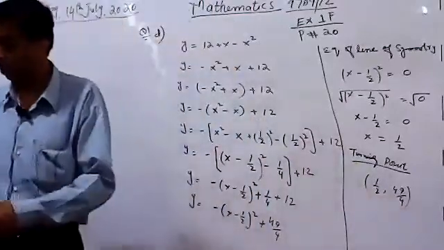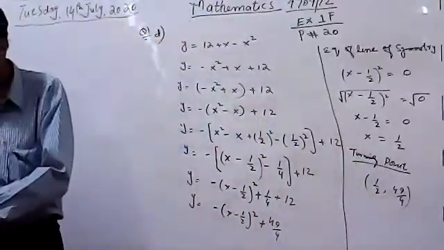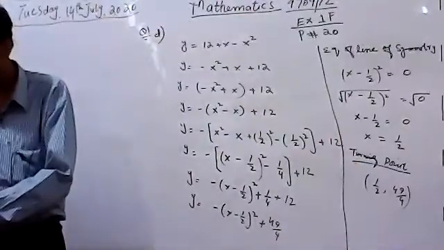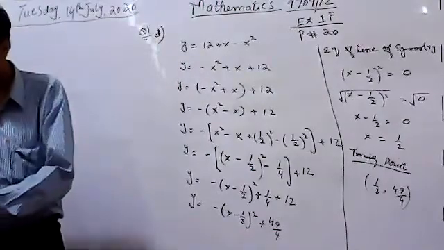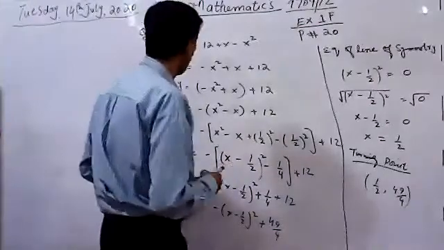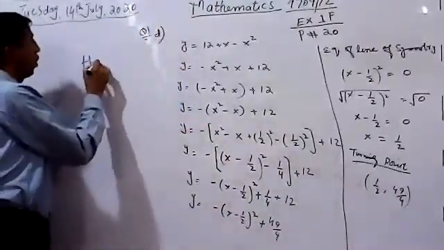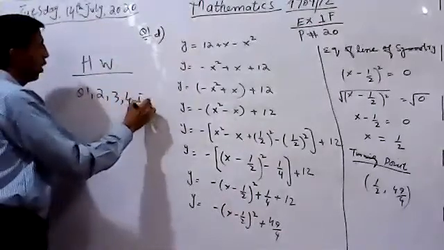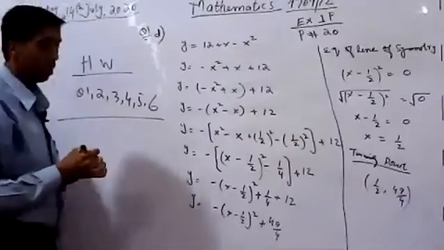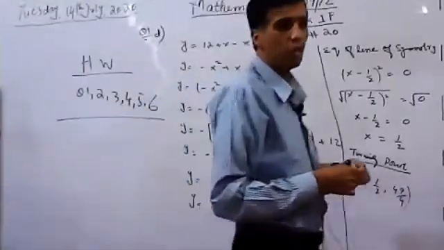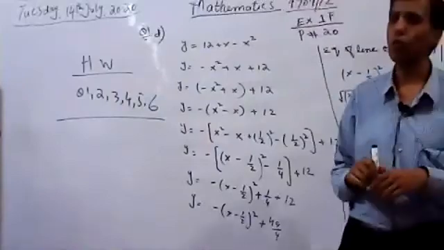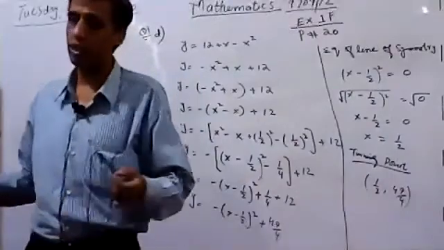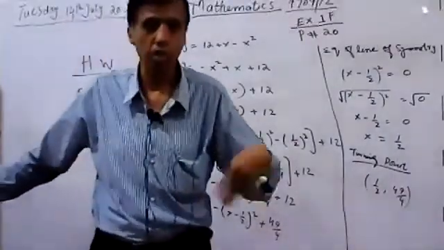This was all about today's lecture, and you have to attempt exercise 1F till question number 6. Question number 1 to 6 is your homework: 1, 2, 3, 4, 5, 6. There is only one subtopic left of this chapter, then the first chapter would be over. At the end of this chapter, we will revise from the past paper questions.